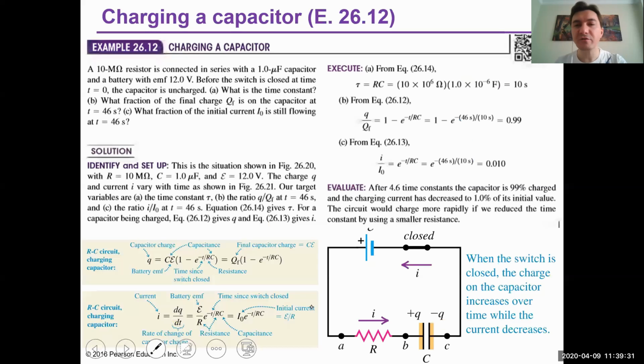So do you have any question in that part? Then let me continue with examples. So this is example 26.12, charging a capacitor.